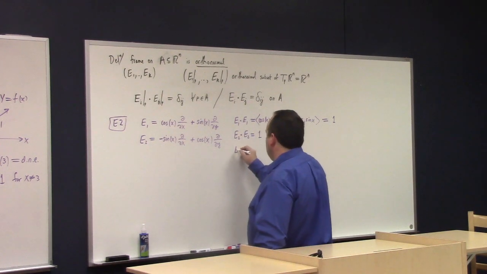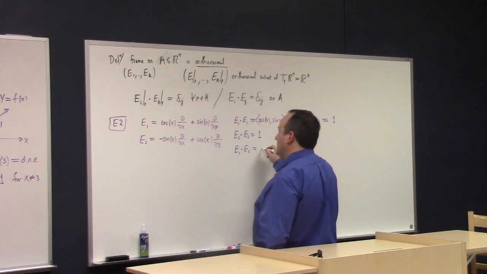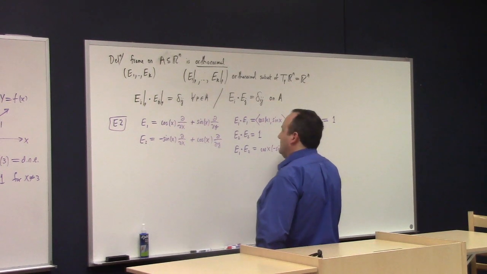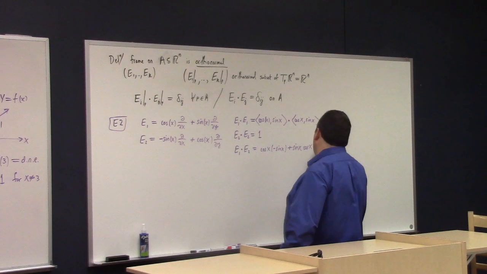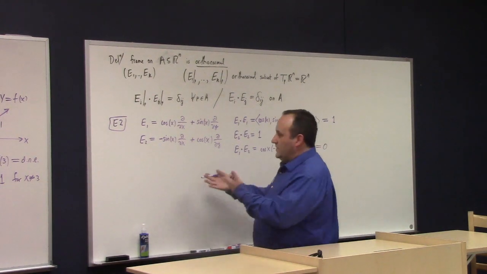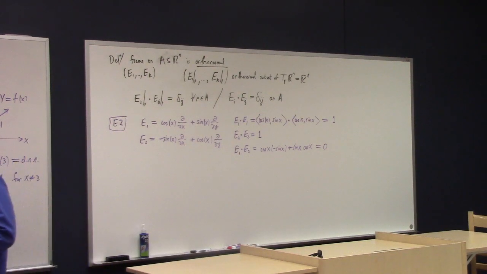And you can also check this out. E1 dot E2 is, what is it? Well, it's cosine x times minus sine x plus sine x cosine x, also known as 0. So E1 and E2 are an example of an orthonormal frame on R2.